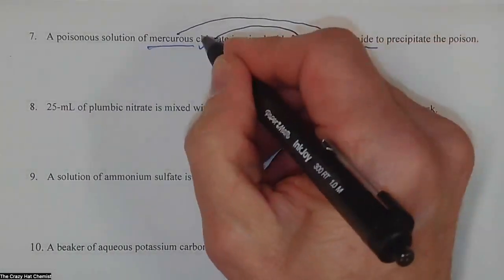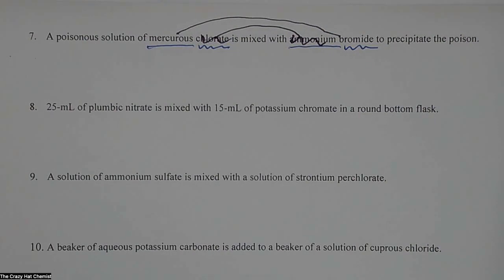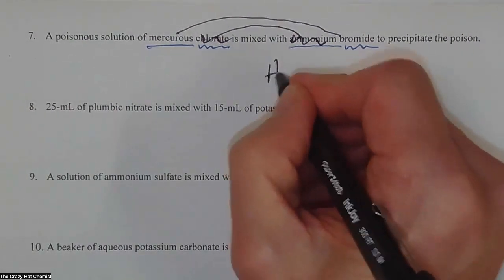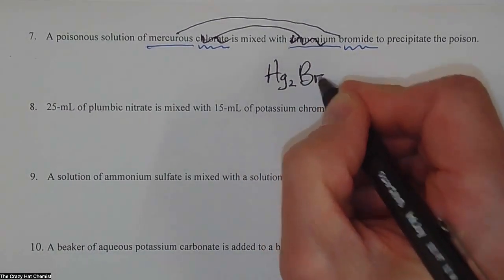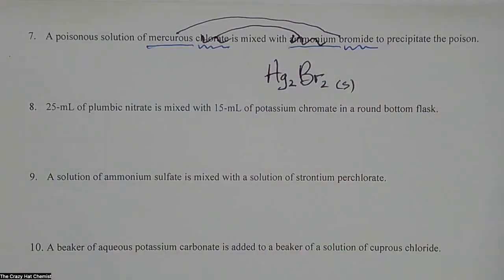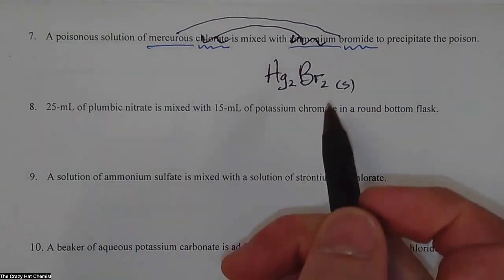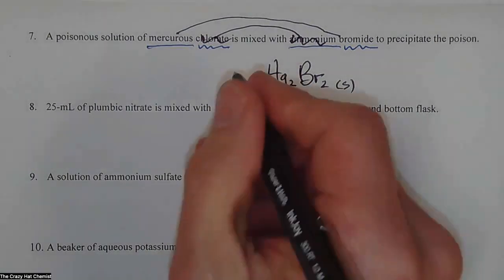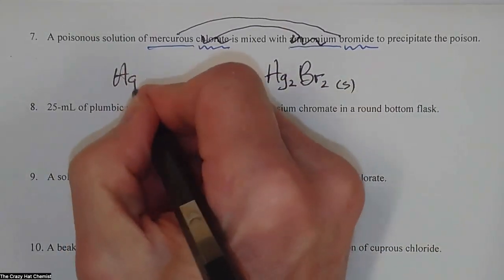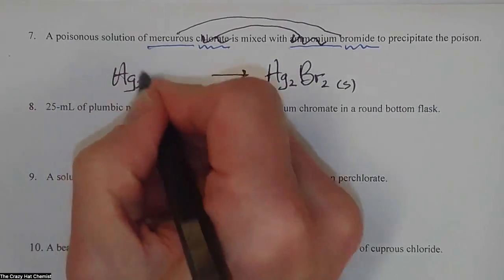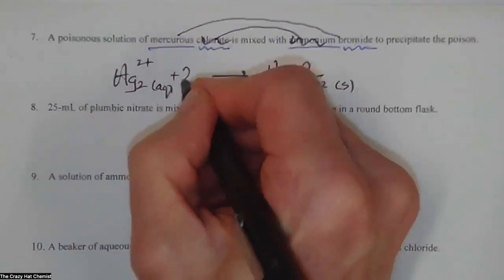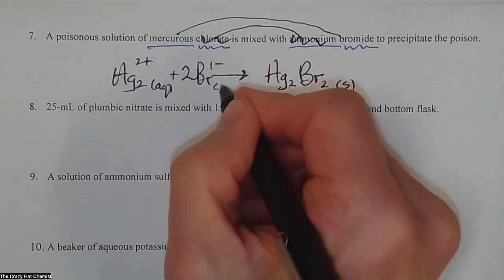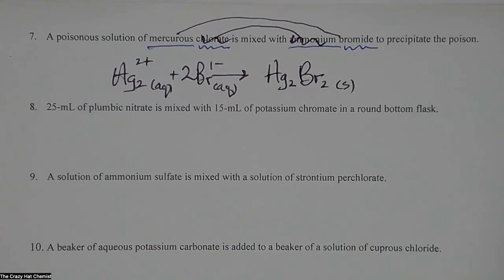So nothing with ammonium is solid. So it must be the mercurous bromide. So mercurous is Hg with the little 2 down there, and bromide is like that. And that's the solid right on this one. Very complicated solid. That's mercurous bromide. Okay, mercurous is Hg2 and a 2 plus, that's aqueous. And then there are two bromides. So 2Br minus 1, and that's aqueous. Sorry if that's getting a little bit sketchy right there, but that's what that is.